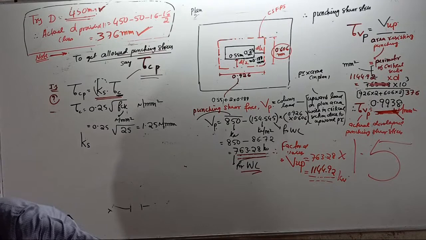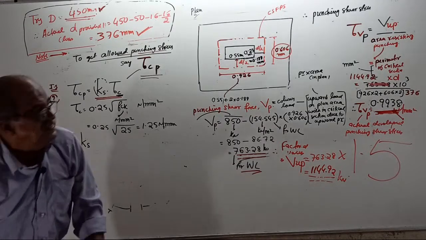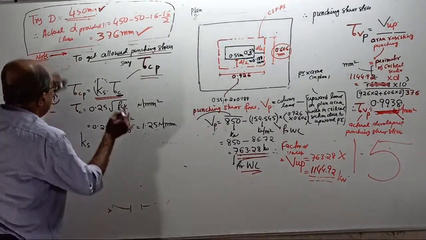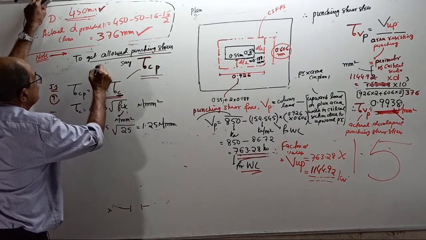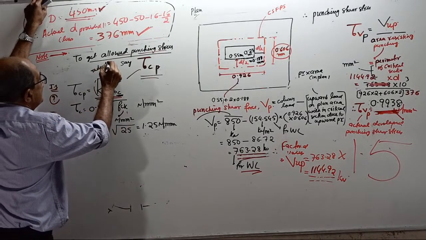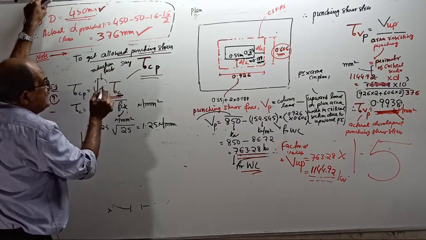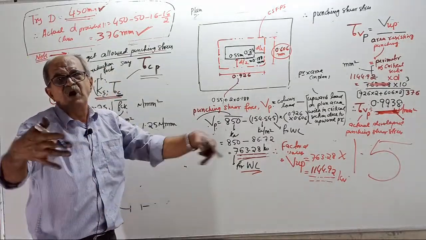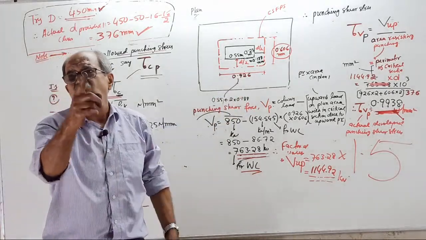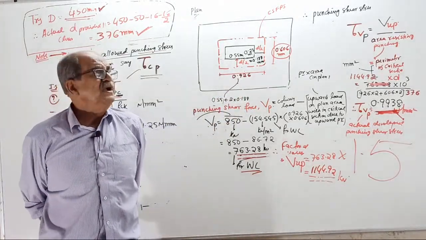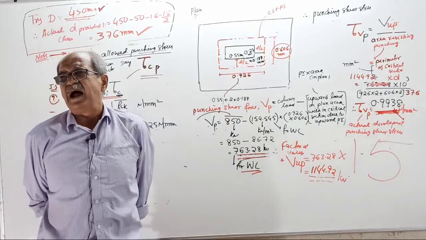Uniform means good or bad? It is good. In that case, this Ks is a reduction factor. Remember, it is a reduction factor. Tell me, in that case, Ks is not required. If it is uniform, it's a good case. Reduction factor is not required.